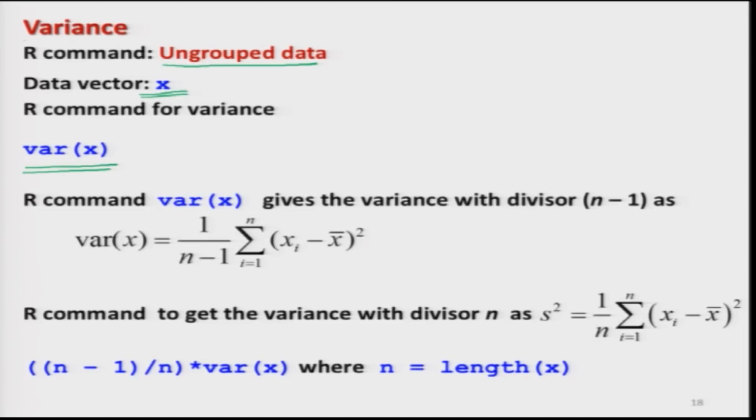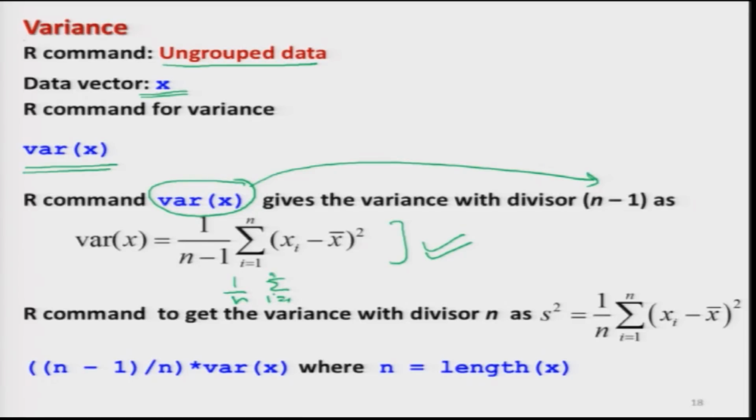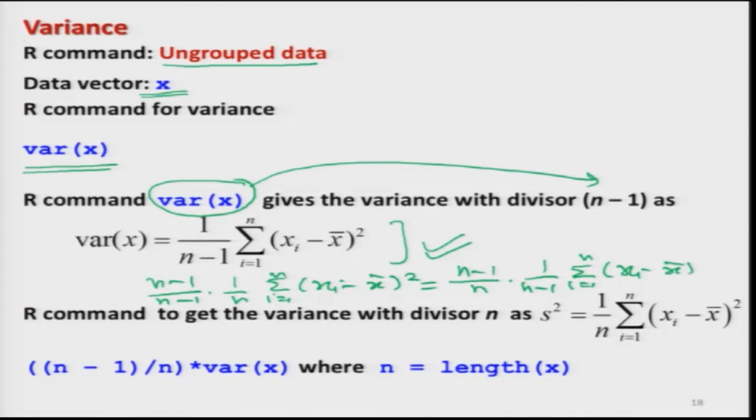But remember one thing: this command var with the data vector x gives the variance with the divisor n minus 1. In case you want 1 upon n summation i goes from 1 to n of (xi minus x bar) whole square, then I can multiply and divide it by the quantity n minus 1. So, now I can write this as (n minus 1) upon n into 1 over (n minus 1) summation i goes from 1 to n of (xi minus x bar) whole square.